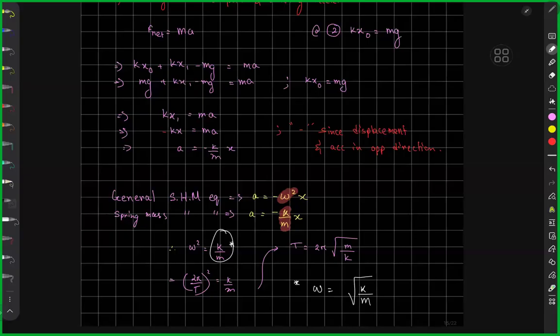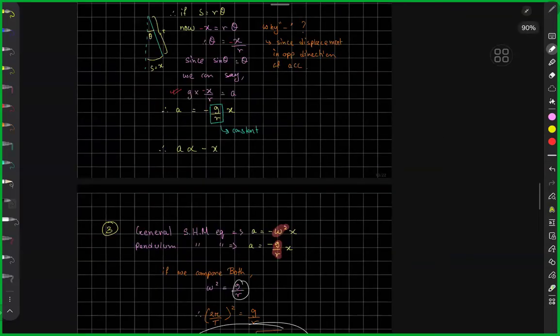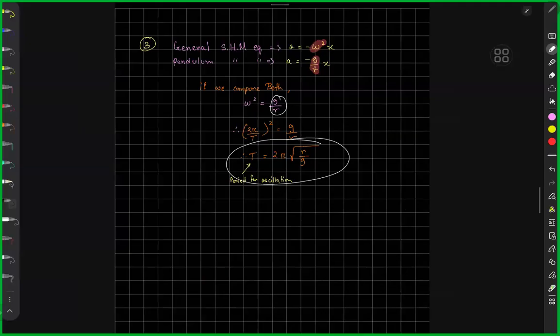This is my omega square value, or a = -ω²x. a = -(k/m)x. So in case of a spring, this becomes my gradient. And in case of a pendulum, what is my gradient? g/r, or the constant value, right?